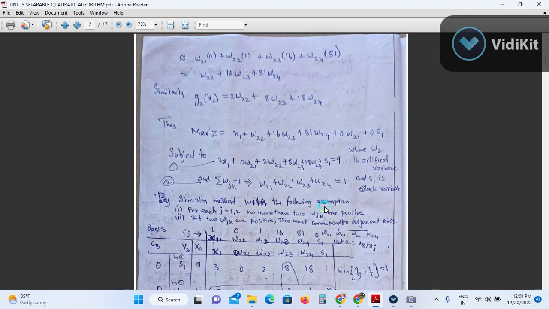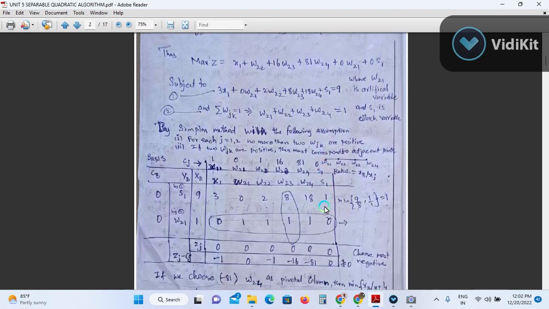Here some other methods are also available, but here we are going with the simplex method concepts, right? Before moving to the simplex method, there are some assumptions under this algorithm. What are they? The first assumption is, for each j, no more than 2 wjk are positive. So we should not consider more than 2 wjk as positive. That is the first condition.